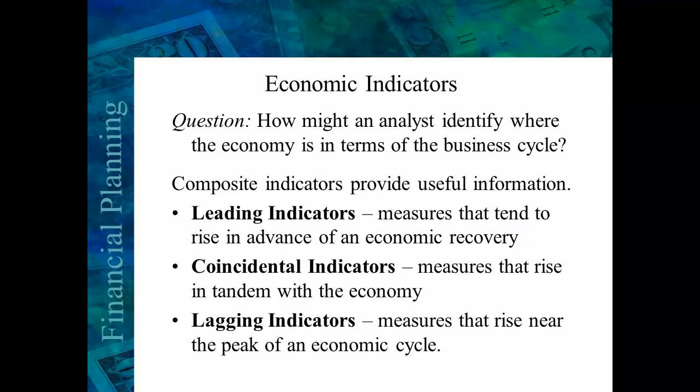Question: how might an analyst identify where the economy is in terms of the business cycle? Composite indicators provide useful information. Leading indicators. These are measures that tend to rise in advance of an economic recovery. Coincidental indicators. These are measures that rise in tandem with the economy. And lagging indicators. These measures rise near the end or the peak of an economic cycle.